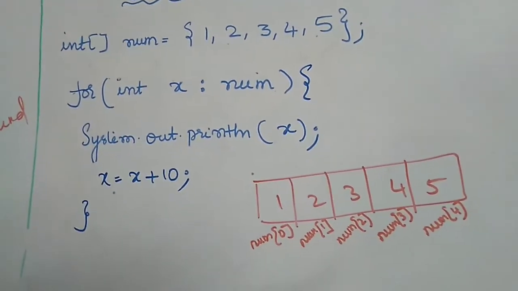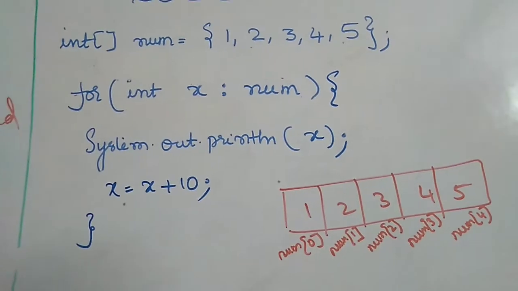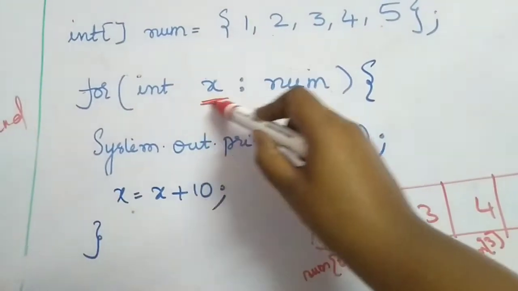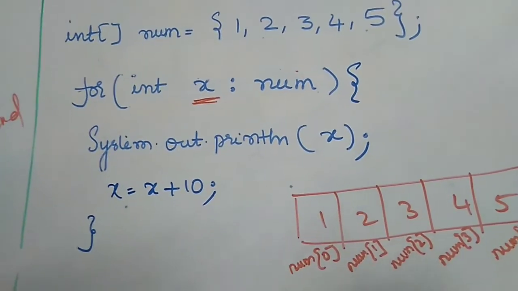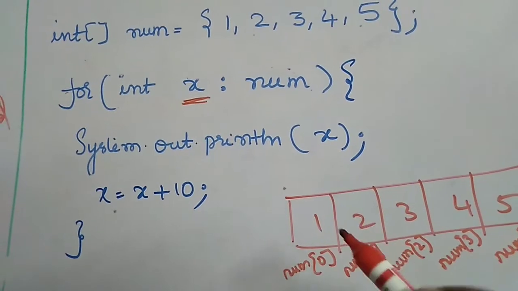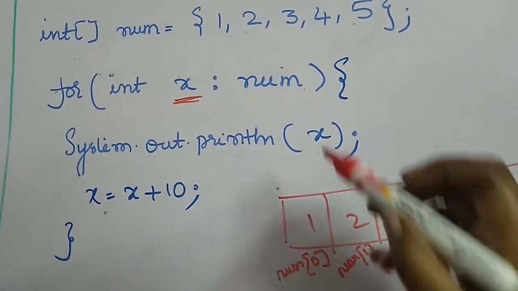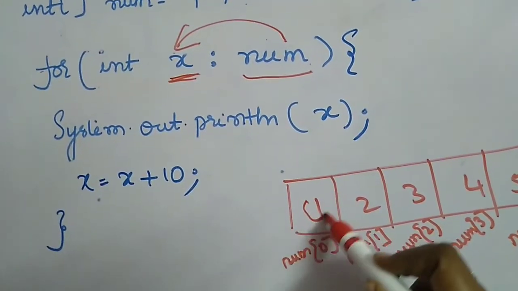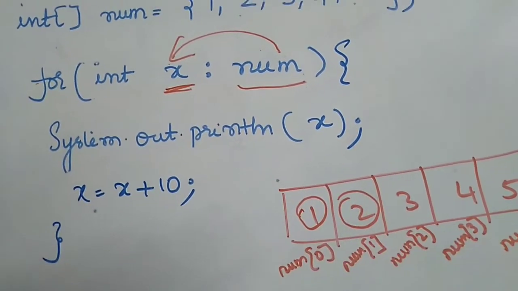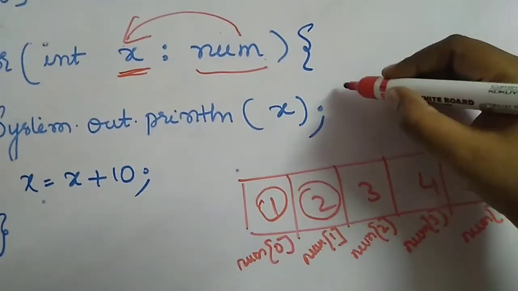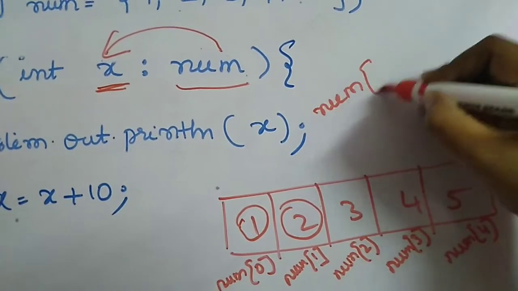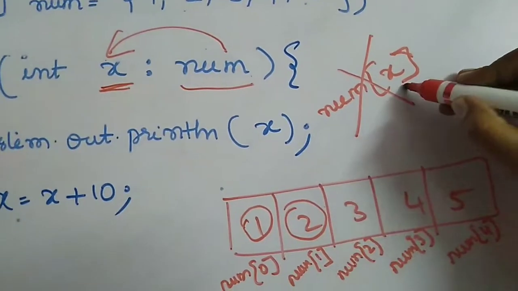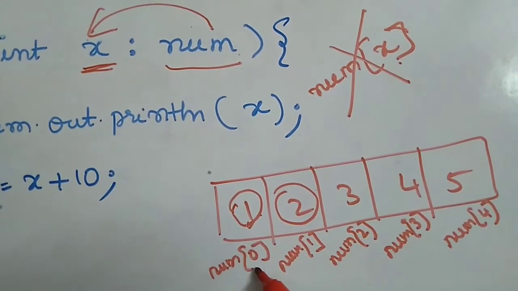I just wanted to discuss one point that people commonly get wrong. Here x is not the index number. X is the number. So please do not mistake it to be the index number. When num is assigned to x, it means that we are assigning this value to x. It's not the index value, so don't try to access it like this. Num of x is not correct. X itself is the number that we are talking about. It's not the index number.